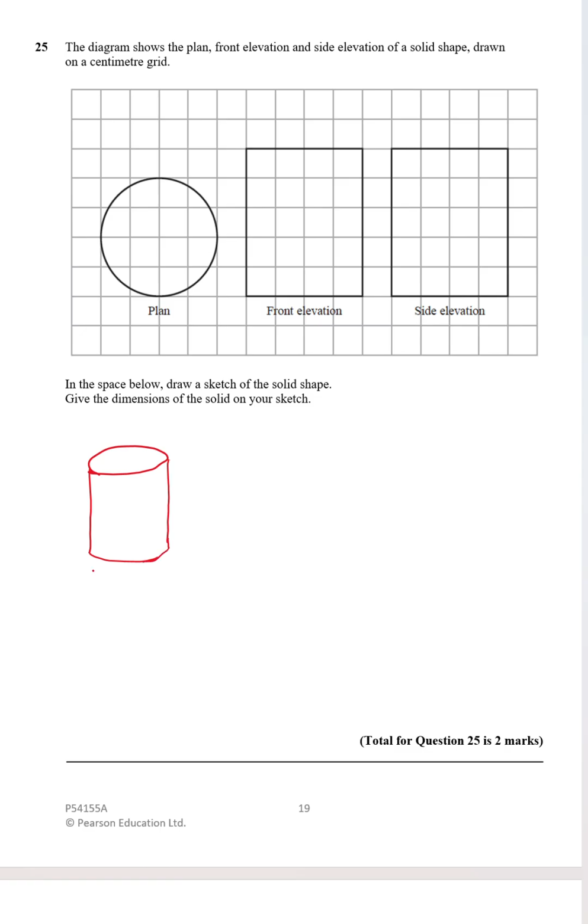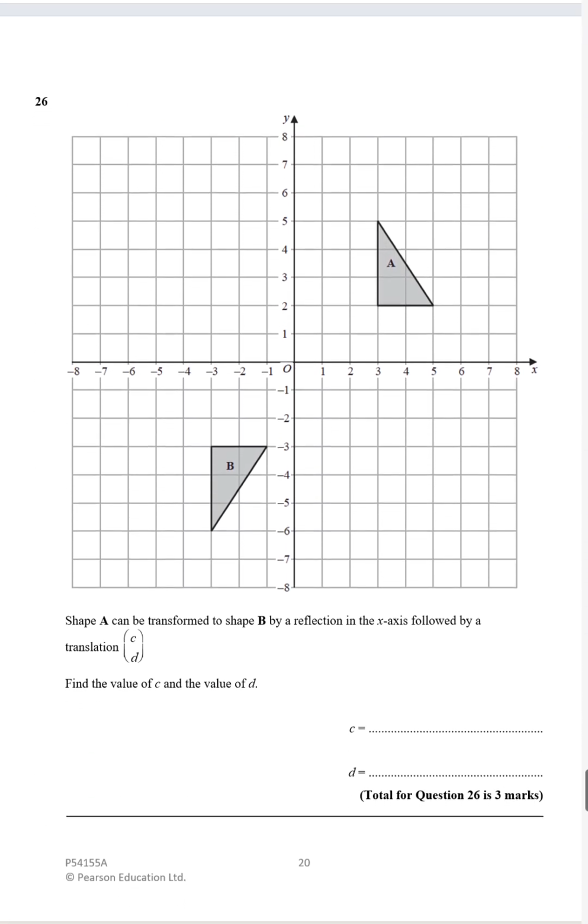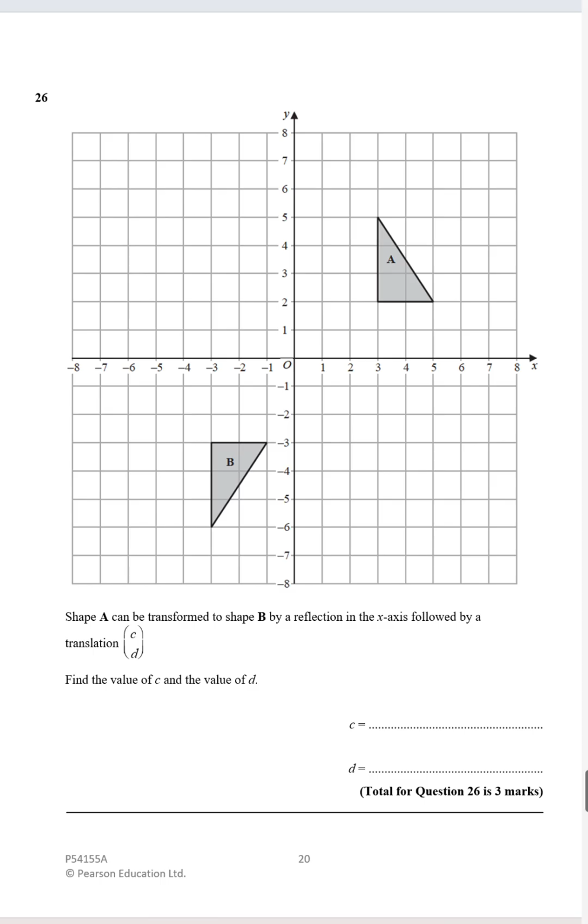Now the dimensions, well, the width of this, or I should say the diameter of this here, is going to be 4 centimetres. And the overall height of my cylinder is going to be 1, 2, 3, 4, 5 centimetres. In this question you get 1 mark for drawing a cylinder and your 2nd mark for adding on the dimensions. Question 26. Shape A can be transformed to shape B by a reflection in the x-axis followed by translation C, D. Write down the value of C and the value of D.